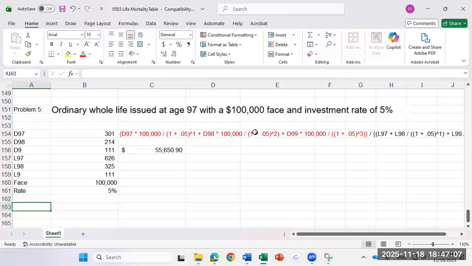If I did a limit pay whole life, then I'd have to tell you how many years I paid the premium. So if I say ordinary, the L's go to 99. If I say limit pay, I have to tell you how many years I paid the premium. So if they only paid the premium for the first 2 years, you would take the L99 out at the end. Then the premium would be higher because you're only getting 2 premiums instead of 3.